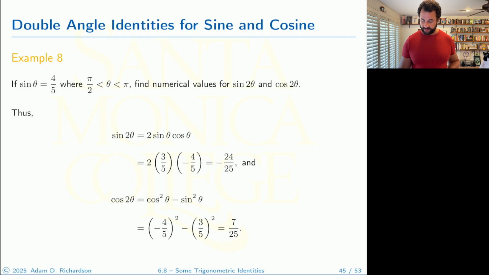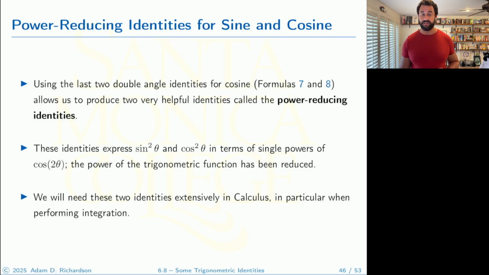All right, next set of identities. Here we go, moving along. The power reducing identities. We can use those last two double angle identities for cosine, the ones where we had 1 minus 2 sine squared theta. We can use those to express sine squared and cosine squared in terms of single powers of cosine of 2 theta. That's actually going to be really handy in calculus 2, as you'll see. We call these the power reducing identities because it reduces the power of the trigonometric function. You're going to use these a lot in calculus, especially when performing integration.